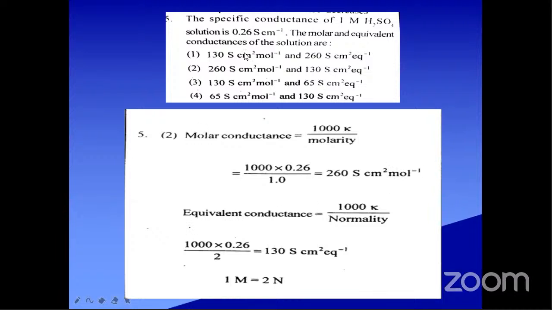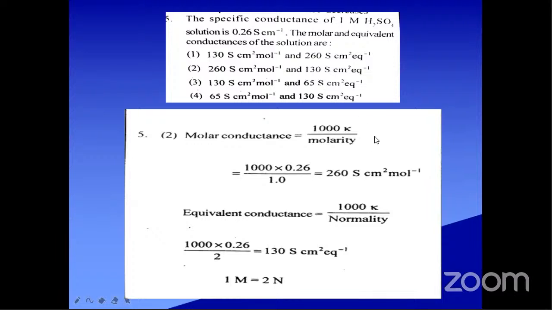Okay, right. Now we have to calculate the second one, equivalent conductance. What is the formula? Equivalent conductance, lambda equivalent equals K by N into 1000. That means 1000 into K by normality. Here molarity, here normality. So 1000 into 0.26, specific conductance is given, divided by normality. How much normality is given? Actually it is not given. He has given molarity, 1 molar, so we have to convert it into normality.